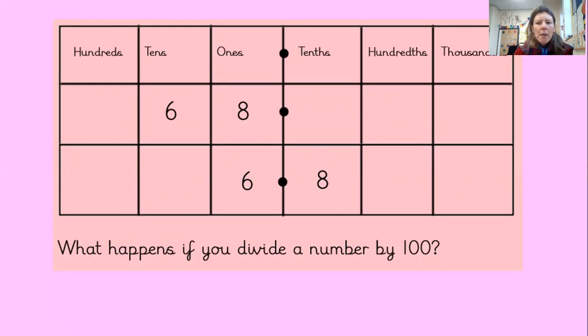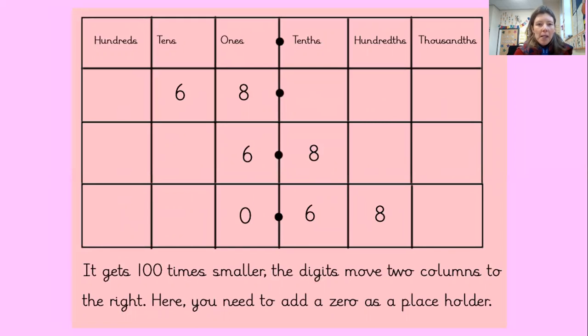What happens if you divide a number by 100? If we go back to our starting number of 68, when we divide by 100, the digits move 2 columns to the right because the number gets 100 times smaller. So our 6 moves from the tens column down through to the tenths column. The 8 moves from the ones column through to the hundredths column. And because we now haven't got any ones, we need a placeholder. So we need our 0 as our placeholder. So our final number is 0.68.